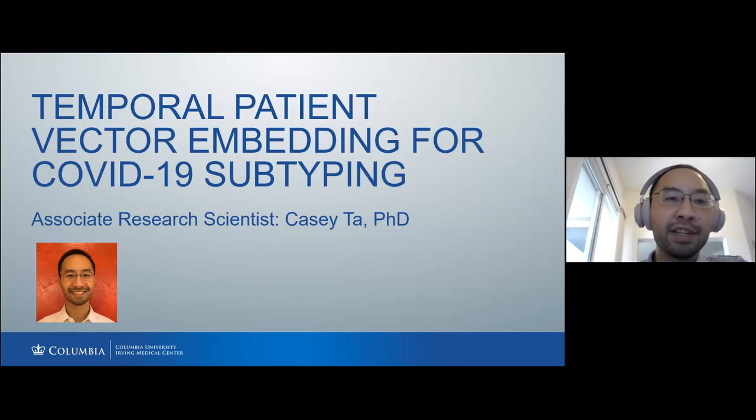And for our second project, we have developed a method of developing patient vector embeddings, essentially vector representations of patients. And we want to see how we could leverage this for COVID-19 subtyping.